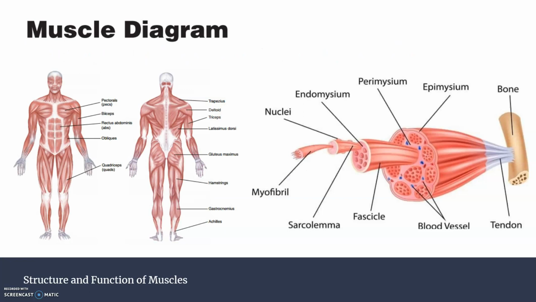Here is a muscle diagram. Muscles are divided into cardiac, smooth, and skeletal muscle. I am focusing on skeletal muscle. There are 650 muscles in the human body, so it's important to understand how they function and grow. Muscles provide protection, movement, and temperature regulation.